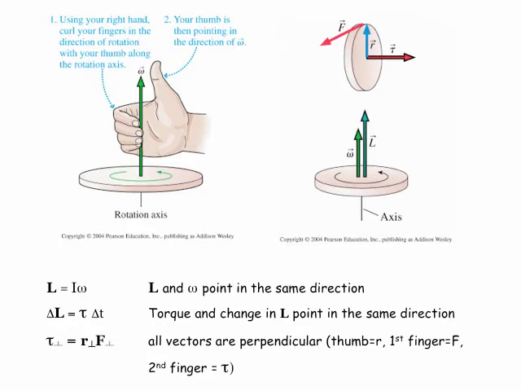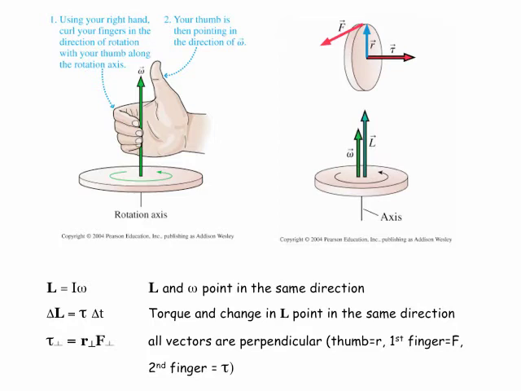Another right-hand rule can tell us the direction of torque. We use our right hand. The palm of our right hand points along the direction of the position vector r. The fingers curl in the direction of the applied force. And again, the right-hand thumb points out in the direction of torque, as seen in the top illustration.